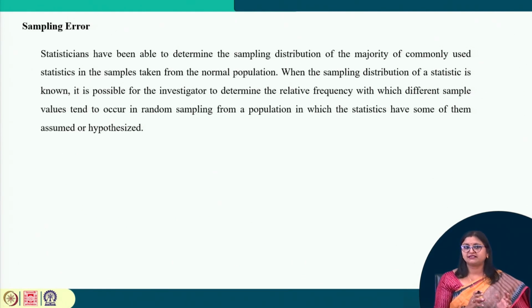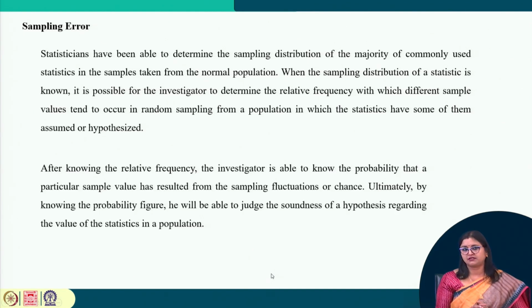So, statisticians have been able to determine the sampling distribution of the majority of the commonly used statistics in samples taken from the normal population. When the sampling distribution of the statistic is known, it is possible for the investigator to determine the relative frequency with which different sample values tend to occur in random sampling from a population in which the statistics have some value assumed or hypothesized.